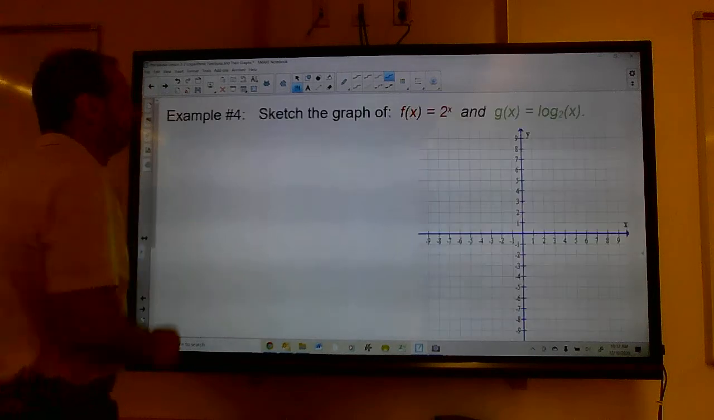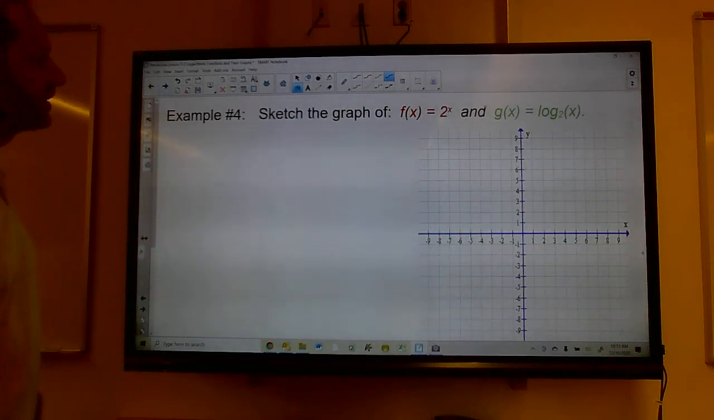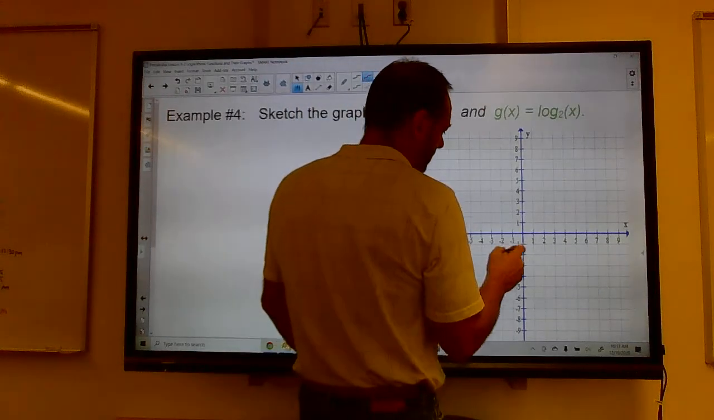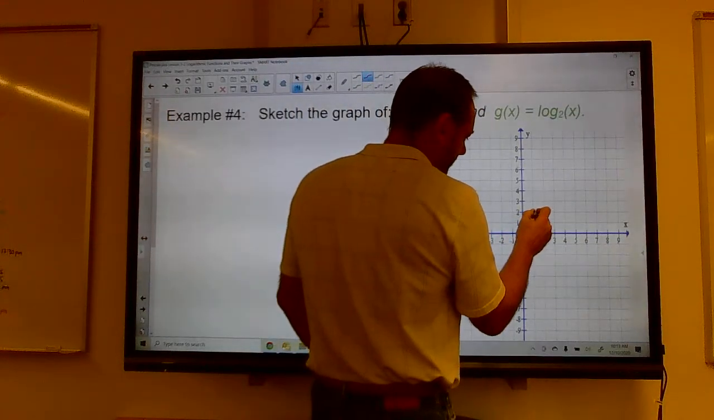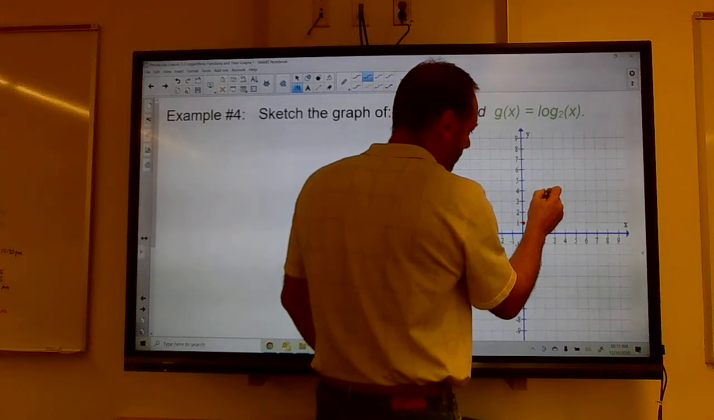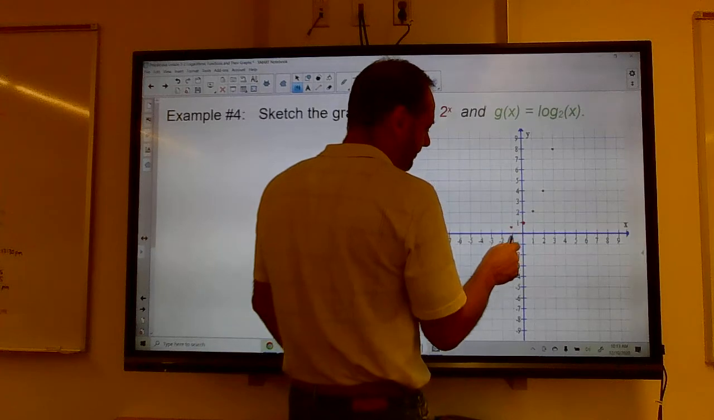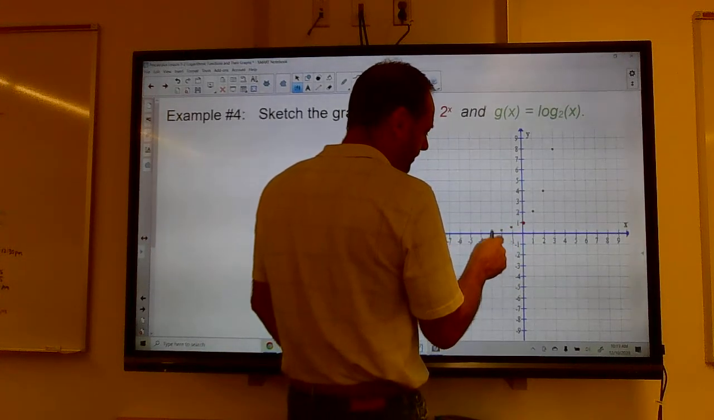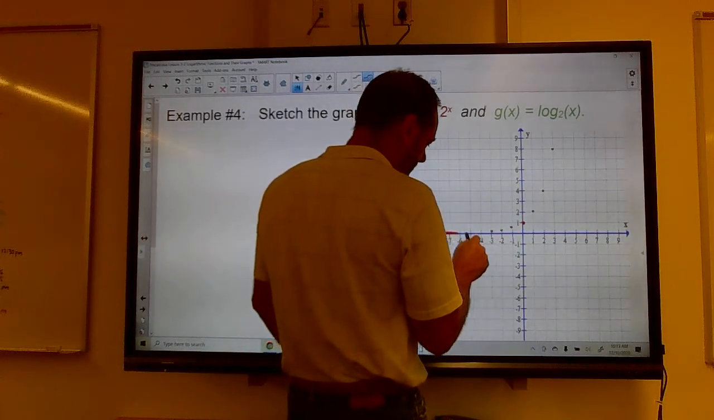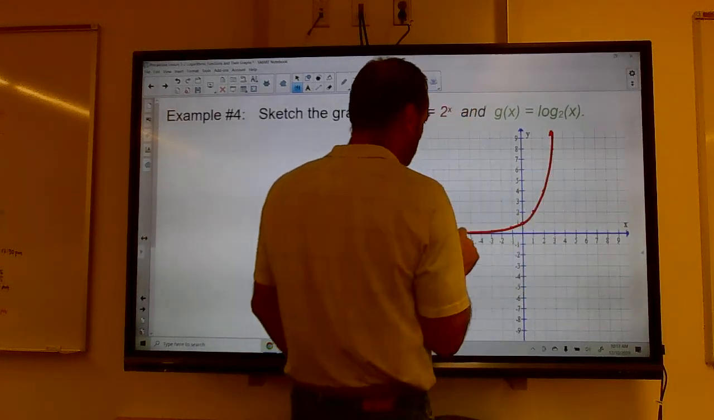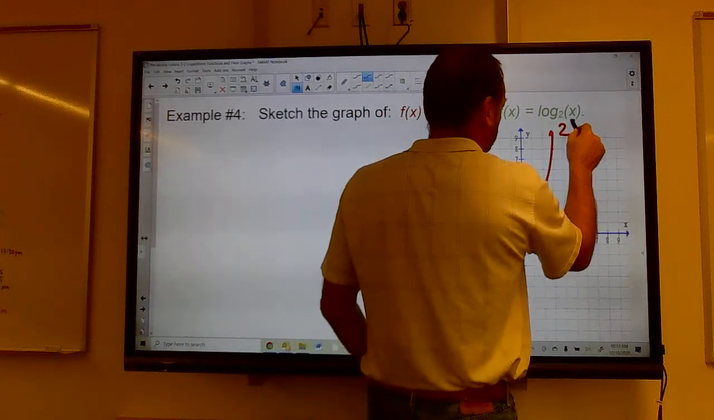Okay. So let's sketch a graph of 2 to the x and log base 2 of x. So 2 to the x, that's pretty simple. We've done that before. 2 to the 0 is 1. 2 to the first is 2. 2 to the second is 4. 2 to the third is 8. 2 to the negative 1 is 1/2. 2 to the negative 2 is 1/4, 1/8, and so on. So this looks like this. That's 2 to the x power.